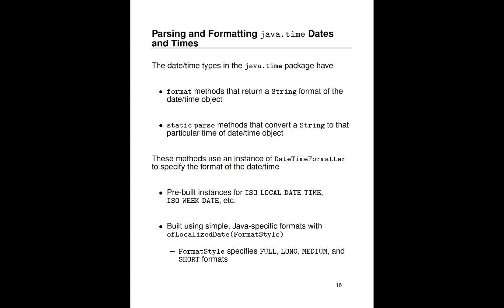DateTimeFormatter has static fields which refer to pre-built instances that represent things like the local date time in ISO format, the standard ISO format for the week and the date, etc. DateTimeFormatter also has an ofLocalizedDate method that will return a DateTimeFormatter that specifies the overall length of the format, ranging from short to full.